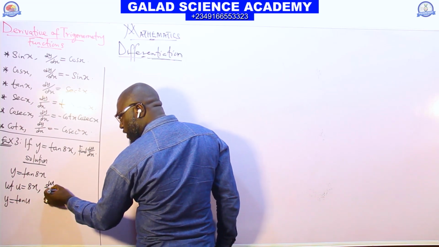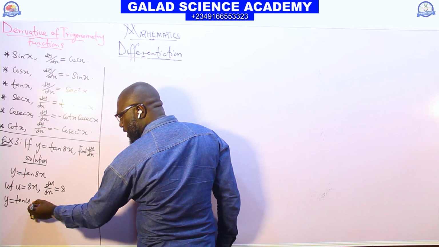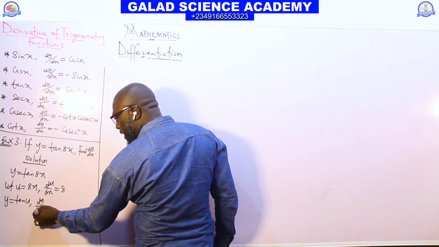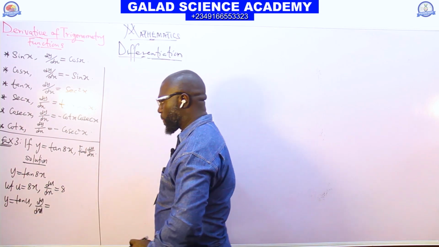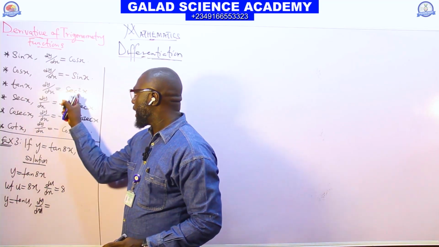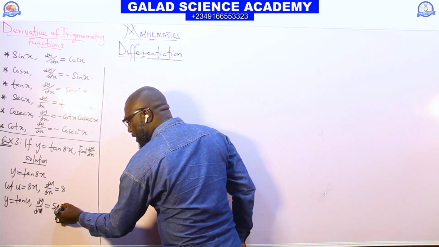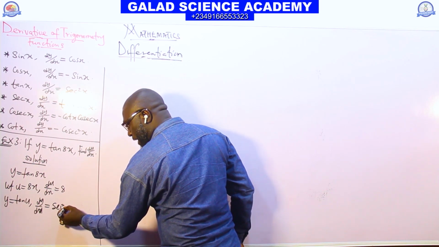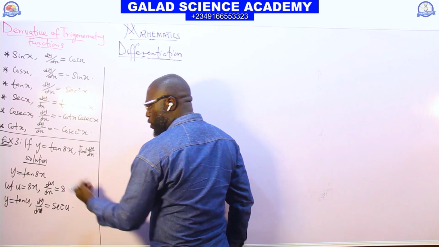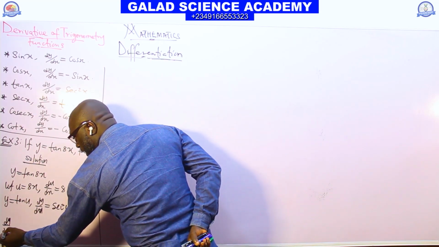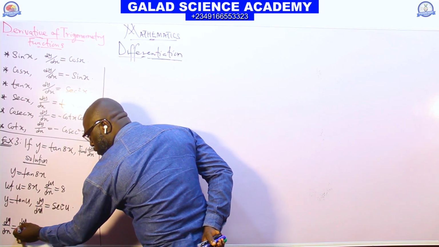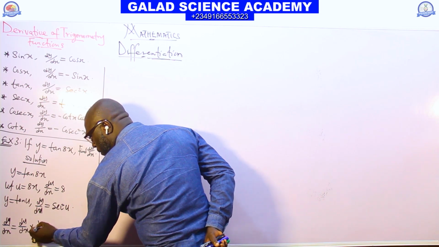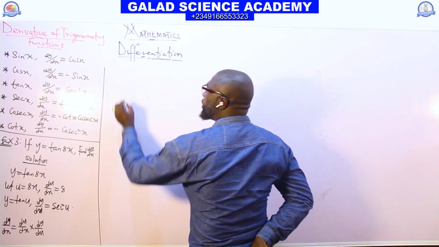Differentiate u: du/dx, we have 8. Then dy/du will give us the derivative of tan, which is sec squared u. Good. Use function of a function. dy/dx is equal to du/dx multiplied by dy/du.